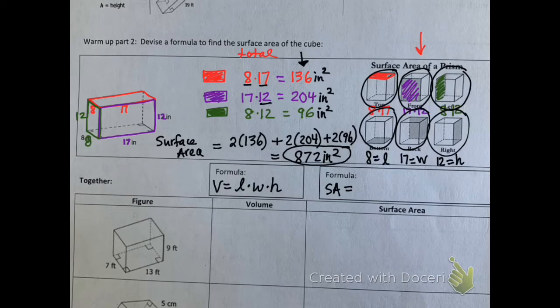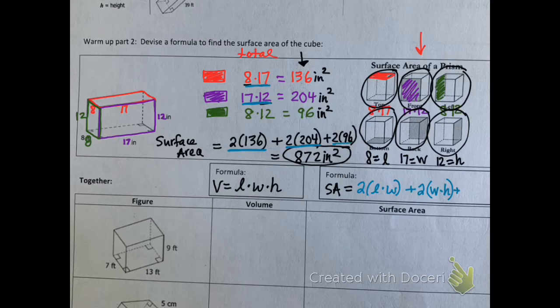So let's take a look at what we did for this first part. To get 2 times 136, we multiplied 2 times 8 times 17, right? So the 8 times the 17 would be length times width. So 2 times length times width plus, how did I get 2 times 204? To get 204, I multiplied 17 and 12. So 17 is the width and 12 is the height.